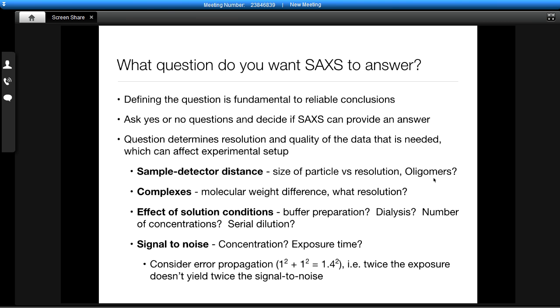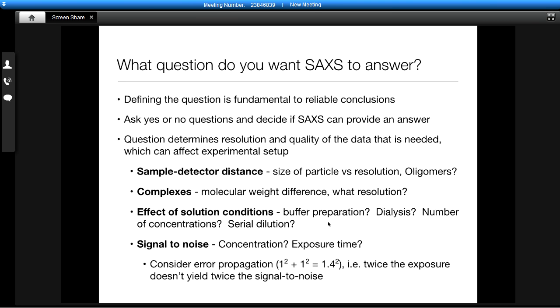In terms of complexes, it's very important to know what the molecular weight difference is between the complex and the proteins themselves. The reason for that is because, as I mentioned before in that example, if you've got a very small difference between the different complexes, say 100 kilodaltons versus 110 kilodaltons, that's going to be very difficult to look at and define anything with certainty because the difference is so small. So you want to make sure in those cases that you get both the low Q data that you need and also the highest resolution possible to be able to distinguish between different models.